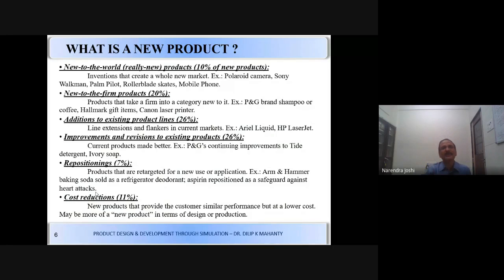So what is the new product? A couple of points I gathered from the different literature. New to the world, absolutely new, which is about 10% of the new products. New to the firm products, 20%.